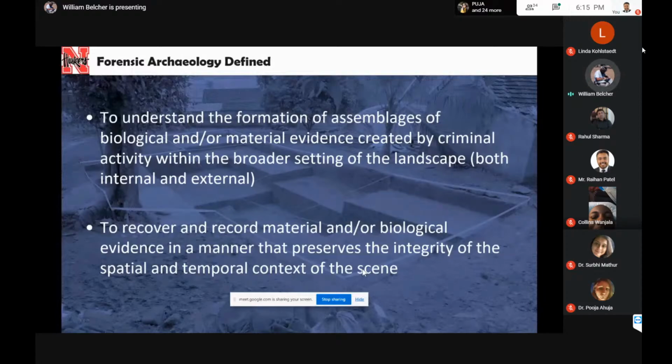And what I mean by temporal context is that we want to be able to say, what was the time span that led up to the creation of this crime scene, and how has it changed since the crime occurred? So we want to say, how did it form? How did the materials get there? How was it disposed of, in terms of maybe a burial? And then how has it been modified after that?